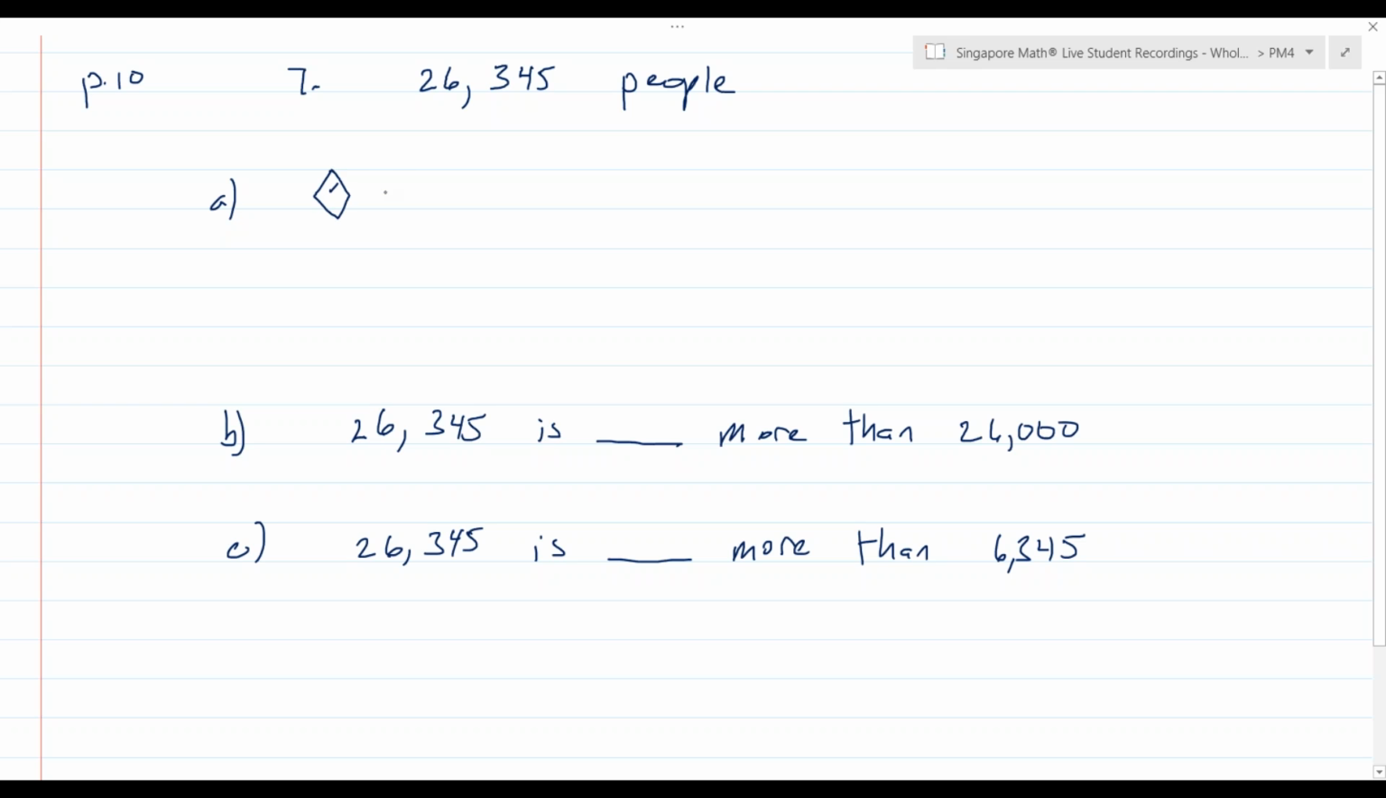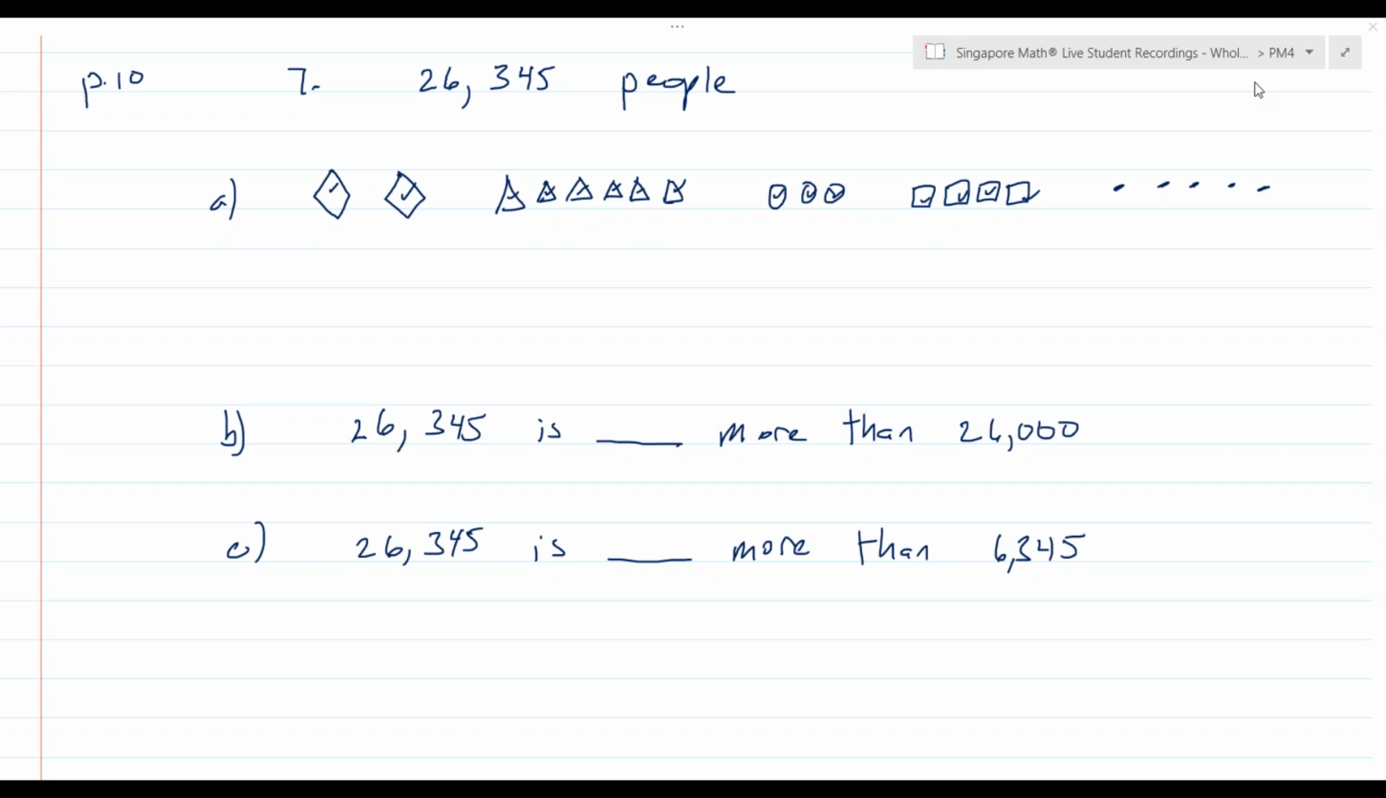If you want to represent it like I have been doing, then you have 2 10,000s, 6 thousands, 3 hundreds, 4 tens, and 5 ones. So that's a great way to think about the number.